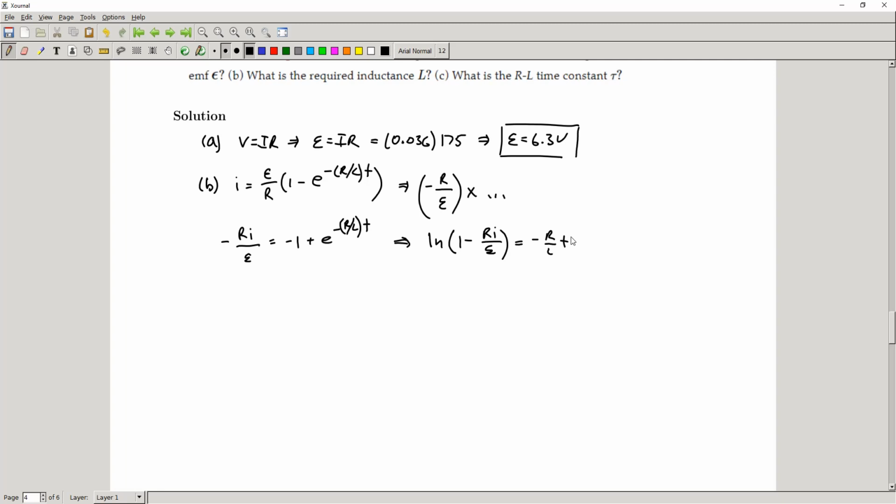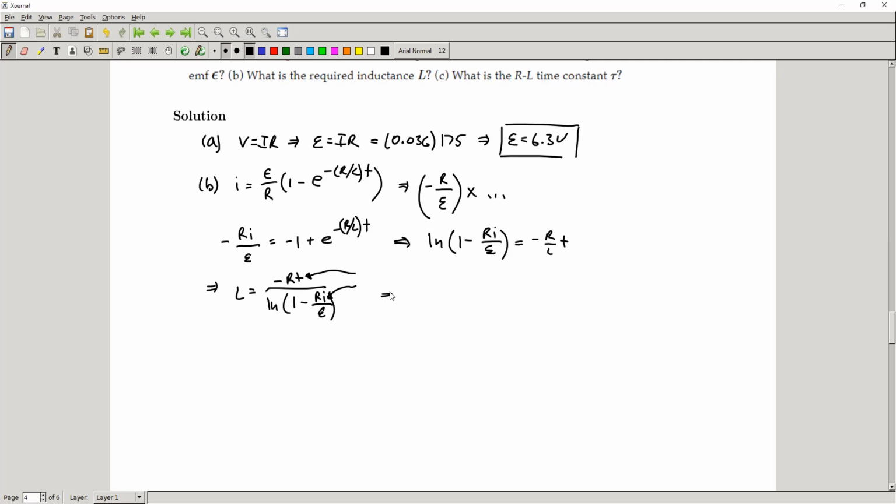And we're only one step away here. We just need to solve for L. So if we want to solve for L, we're going to end up with an L equal to minus R t over ln of 1 minus RI over EMF. Okay? And again, remember, t and I need to correspond to the values that we want, right? So our I and our t are the ones that we talked about.